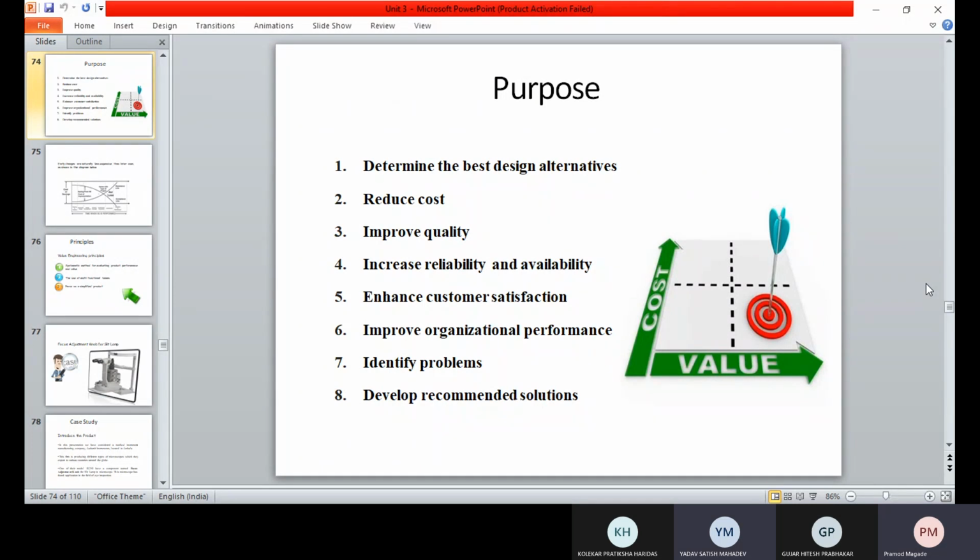Of course, as sir said, the purpose is related with function and cost. That's it. So that's why we have written the ratio, and that's why we are going to develop the value.